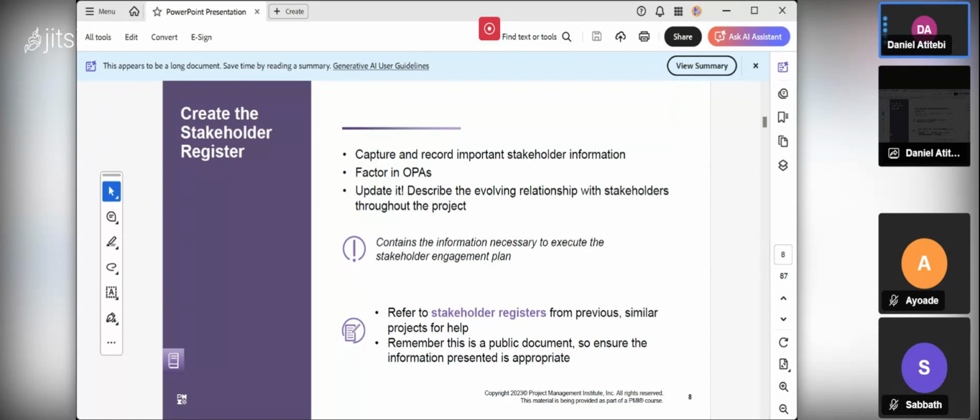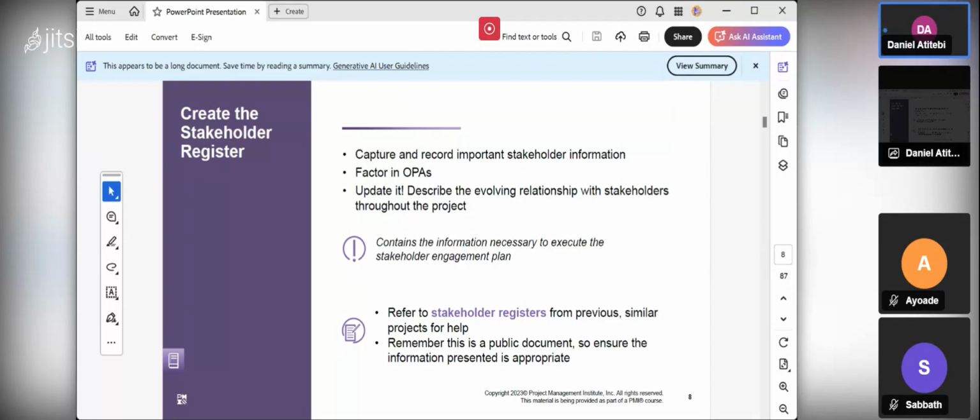Because if you are not able to manage your stakeholder, it can act as a barrier to you in achieving your project objective. So the stakeholder register contains the information necessary to execute the stakeholder engagement plan. You need to know how to engage them, because if you don't know how to engage them, you cannot get better support from them. If you know how to engage them, they will see that you are on the same page with them, and they will keep on supporting you whenever you have issues in your project.